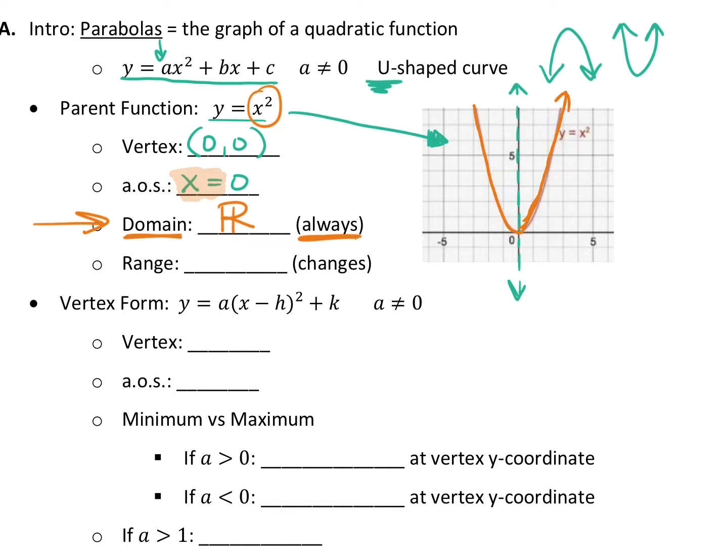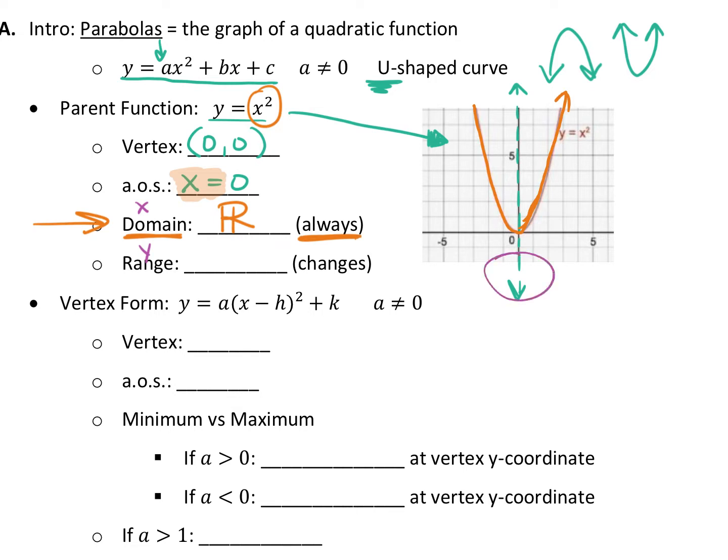The range, however, does change. So the parent function has a specific range, but all the other ones that we do, when they shift, it'll change a little bit. And that'll make sense as we go. I'll show you an example of that. But what would the range of the parent function be? Remember, domain is x's, your range is your y's. What are the possibilities for your y values in this graph?